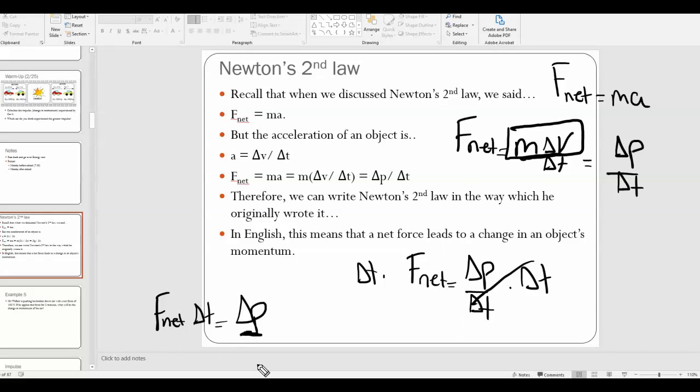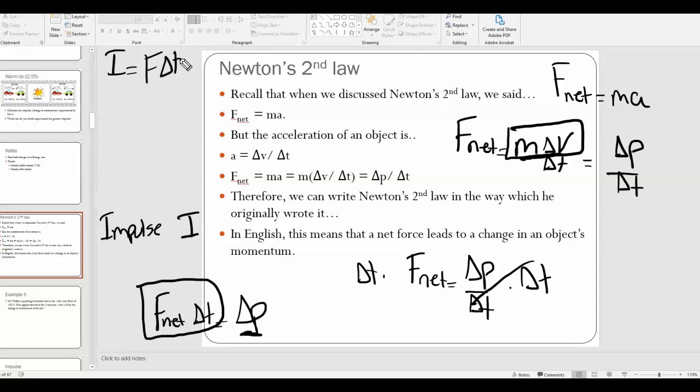On the left side, when you have a force and you apply it for a certain amount of time and you multiply those two things, we give that a special name. We call that impulse. The symbol for impulse is a capital I, and usually we write this equation as I equals F times delta t. In this equation, F is the force being applied, and delta t is the time that the force is being applied.